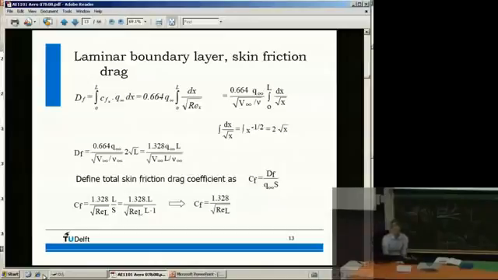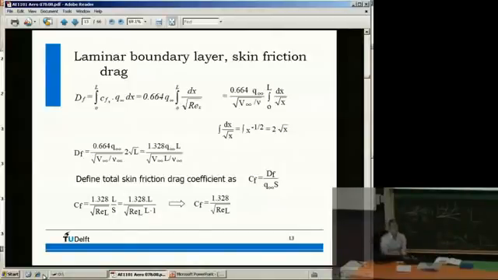Please be aware, this is only on one side of the plate. So if you have flow over a plate, this is fine. But if you put the plate like this and you have flow on top and below, you need to multiply it by 2 for the top and the bottom, right?